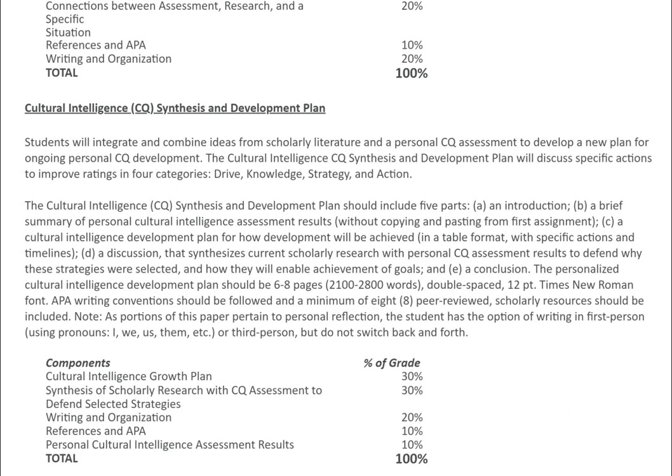So in our program, you're going to be writing your dissertation in APA 7th edition unless it changes. And so I'll be talking about APA writing, and of course I've shared other videos on APA writing, but you'll notice that this paper requires you to write in APA 7th edition.